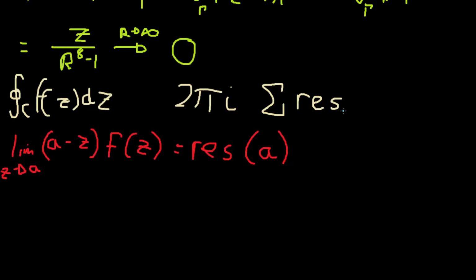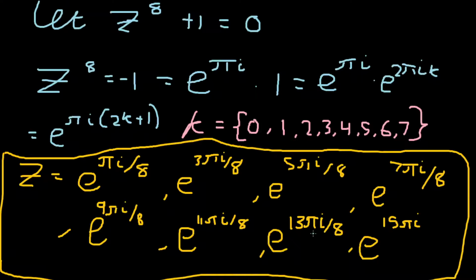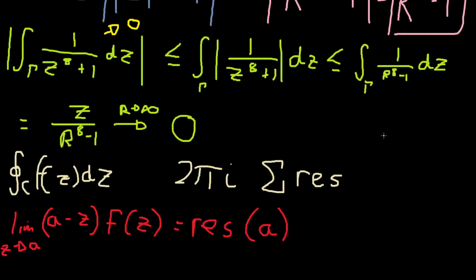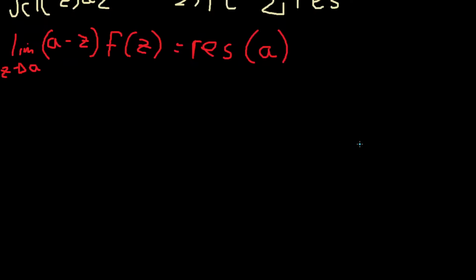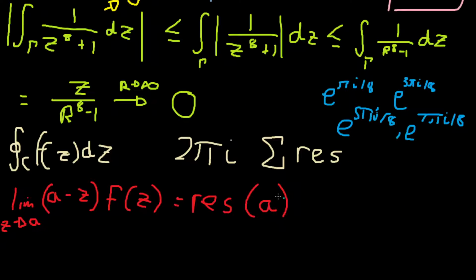Okay, so let's go ahead, and our residues are these first four. We need to calculate the residue of e to the pi i over 8, e to the 3 pi i over 8, e to the 5 pi i over 8, and e to the 7 pi i over 8. We need to calculate the residues for these values. Okay, so let's begin.